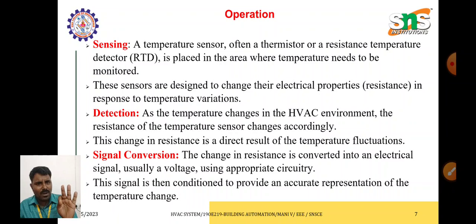And the third one, signal conversion. Once we have detected the temperature changes, that information has to be converted into the corresponding electrical signal using a suitable circuit. That is nothing but signal conversion. We have to convert the temperature change, the resistance, into an electrical signal. So that is the third one.